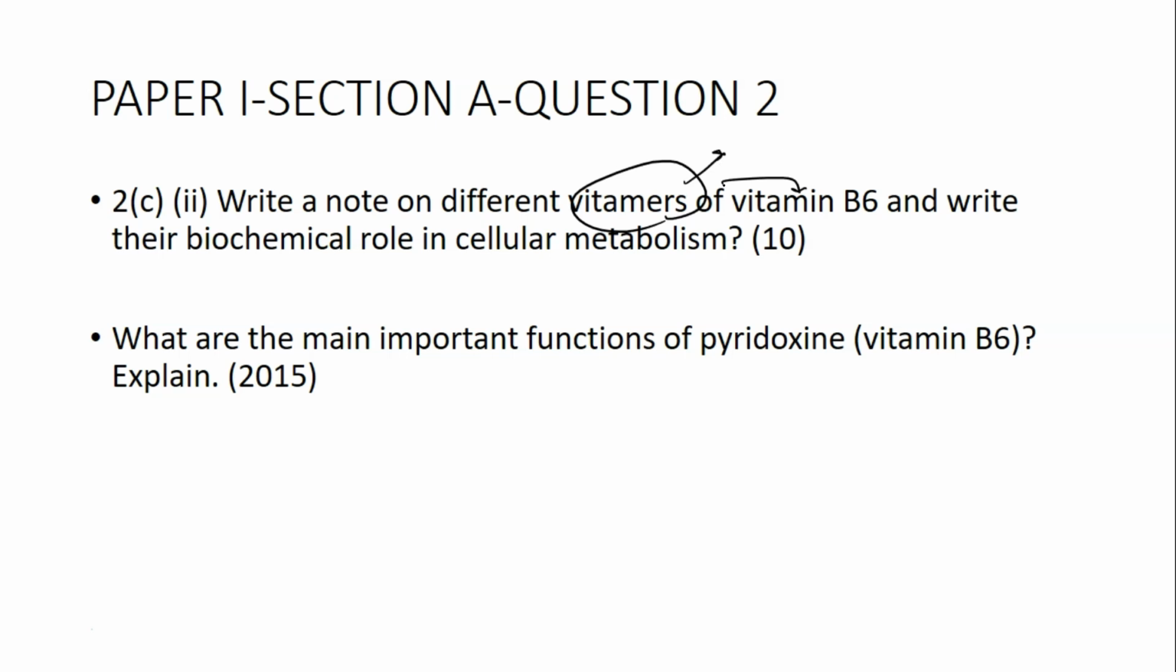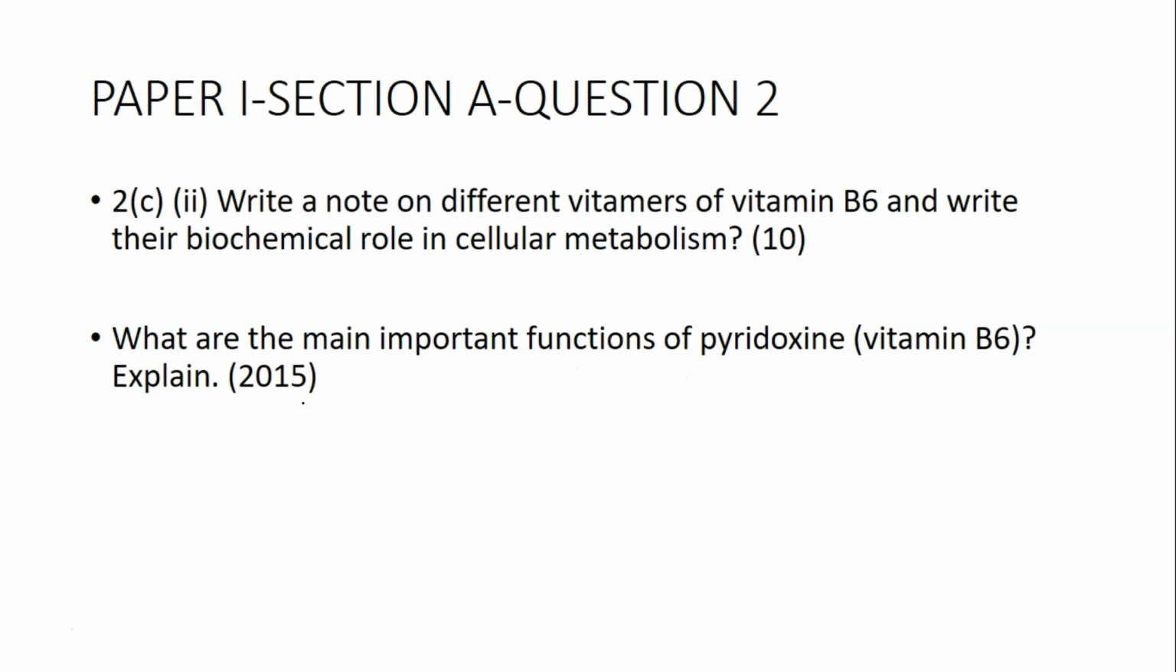So what are the vitamers of vitamin B6? This is again biochemical forms, and write their biochemical role. So please, it's very important to tabulate the sources, the biochemical functions, and also the deficiency manifestations of vitamins, starting from vitamin A to vitamin B12 or vitamin C. Yeah, because anything can be asked. Sources, biochemical functions, and deficiency manifestations.